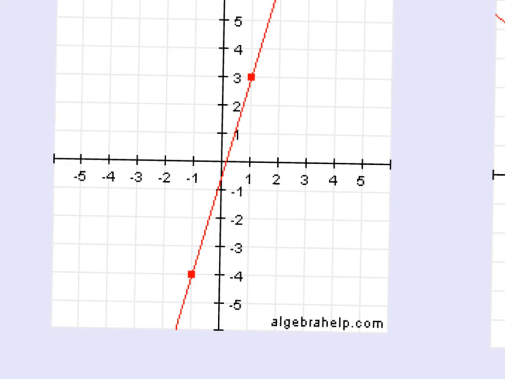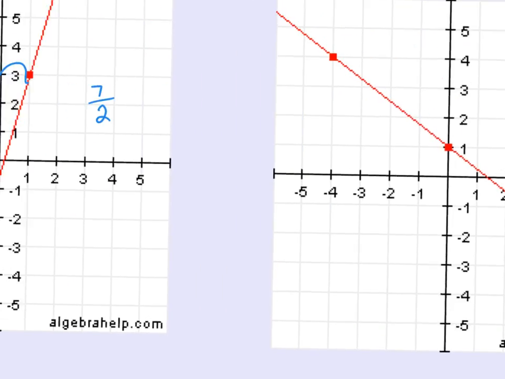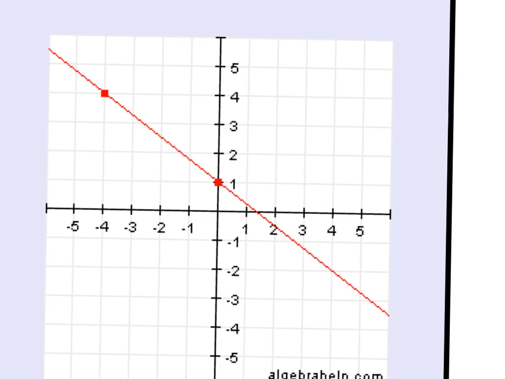This one, up 1, 2, 3, 4, 5, 6, 7, over 1, 2. So basically, the slope is the steepness, but it's also directions from one point to the next. And lastly, a negative slope. So we went down 1, 2, 3, over 1, 2, 3, 4.